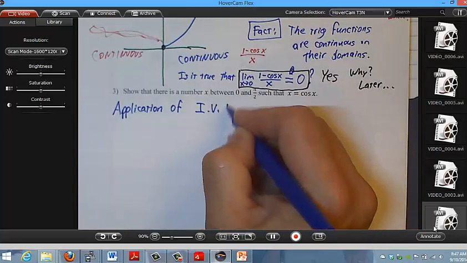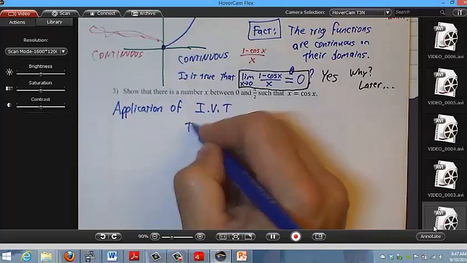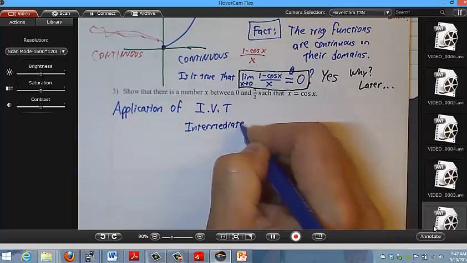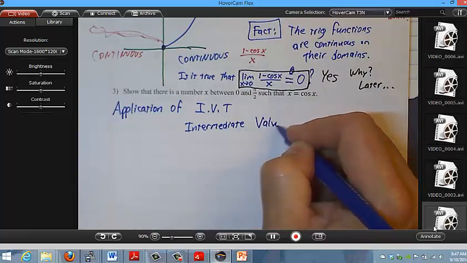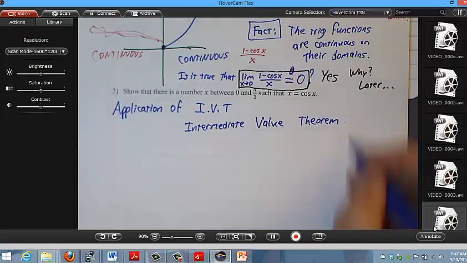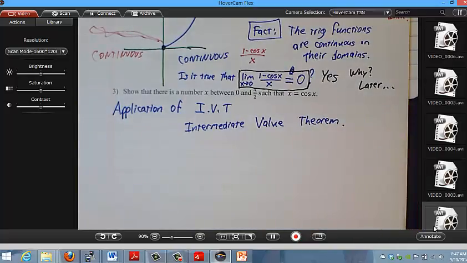Okay, I'll give it to you. Intermediate value theorem. The intermediate value theorem. And let me show you how I do this. Okay. Oh, what's the theorem say? I should give it to you. So let's do that. Let's give you some notes.